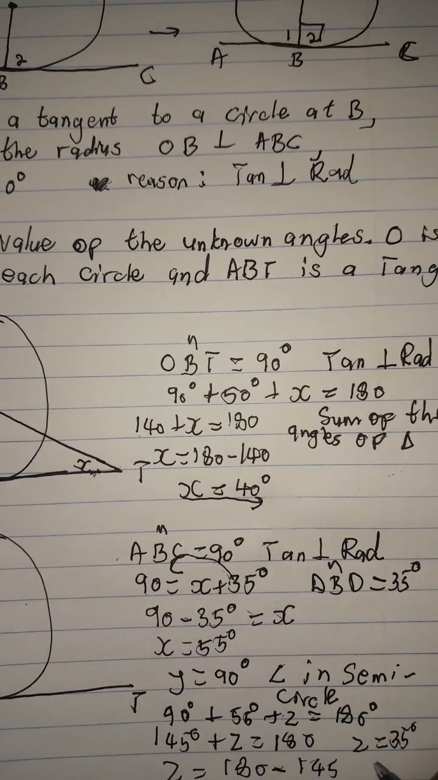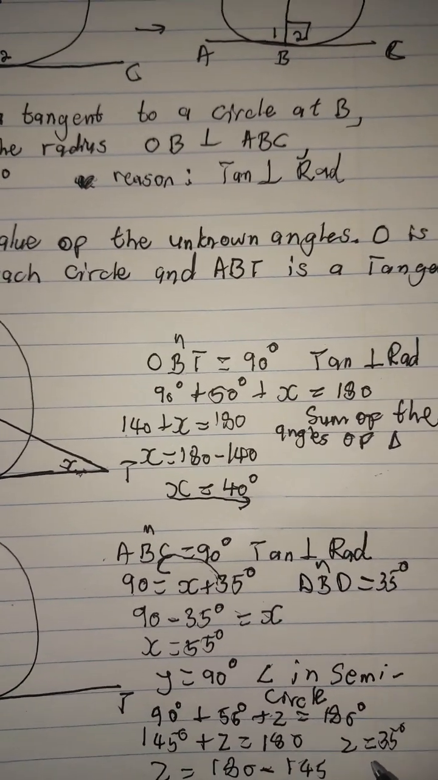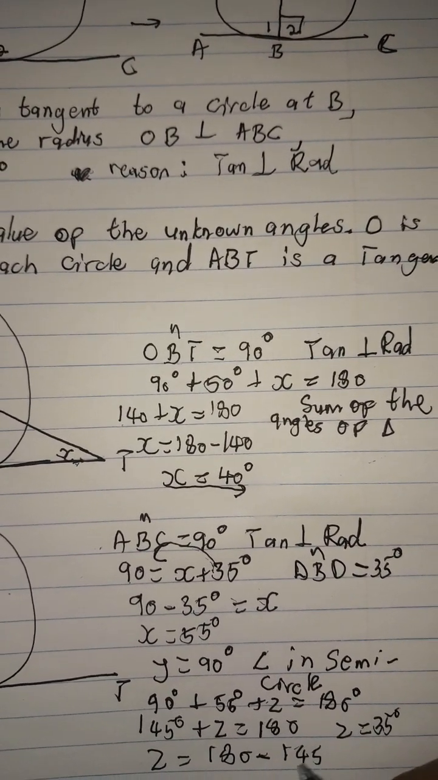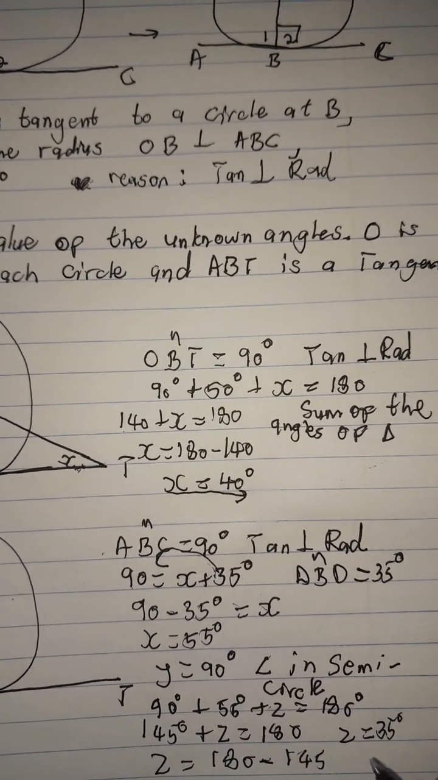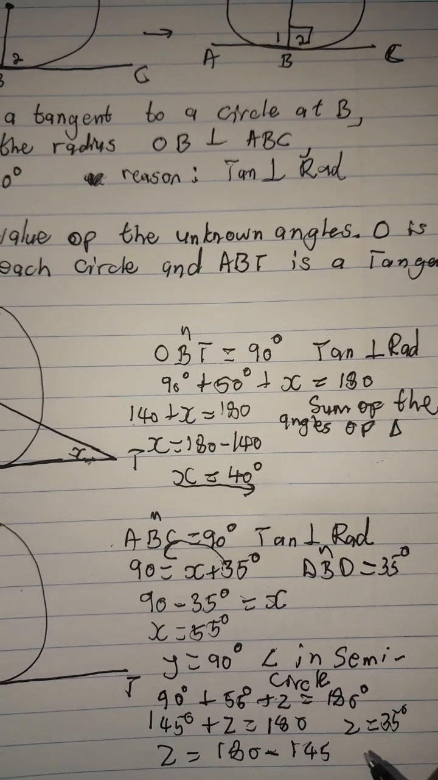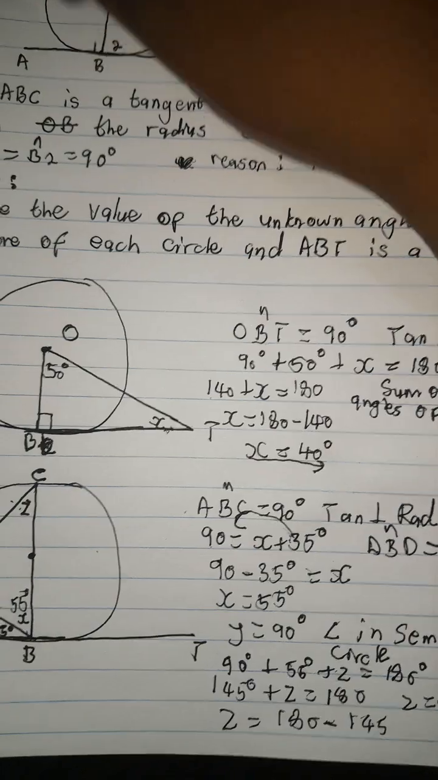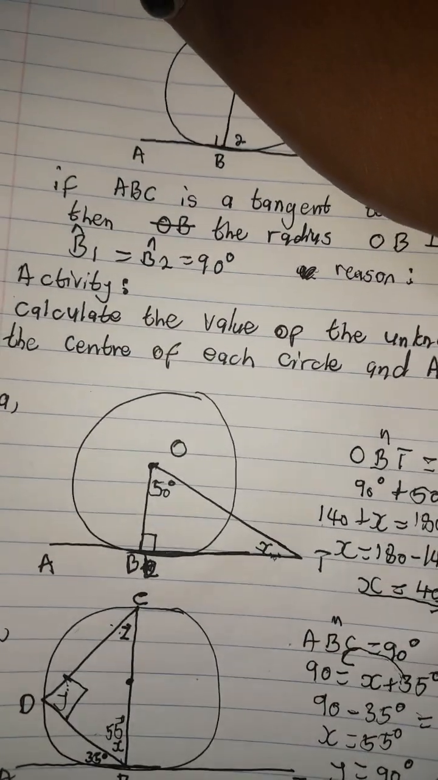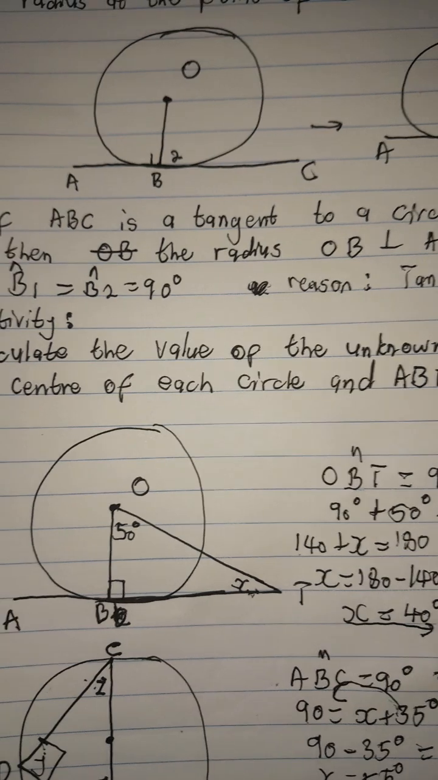So you must now write down the reason. Sum of the angles of a triangle. Write down the reason. Sum of the angles of a triangle. So that's the reason. So we already calculated all the missing unknown values, right?